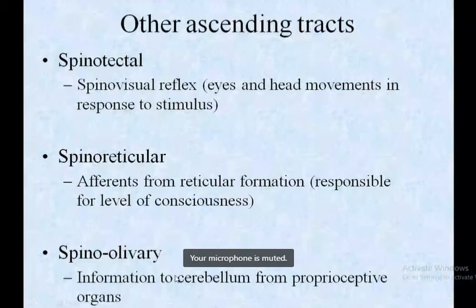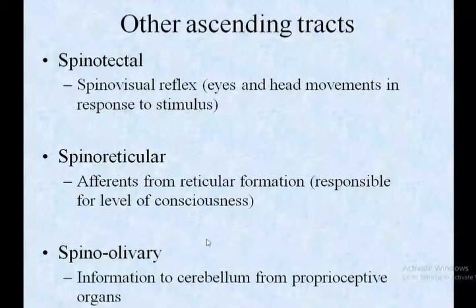These proprioceptive organs include the Golgi tendon organ and muscle spindles, which maintain posture and maintain body sensation within spatial organization. The spino-olivary tract is responsible for that. So these are the other ascending tracts besides those three main ascending pathway systems.